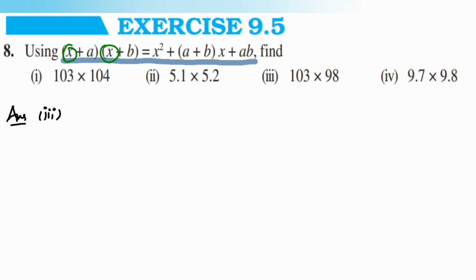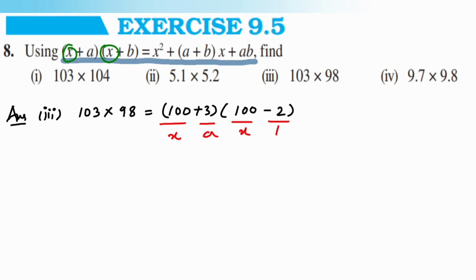So the third question is 103 multiplied by 98. So 103 can be written as 100 plus 3. And 98 can be written as 100 minus 2. Okay, now this is interesting here. So here the x value will be 100 and a value will be 3 and b value will be minus 2. Just observe here, in the identity, we have plus b, but here we have a minus 2, so we can take b value as minus 2 here. Or you can just write this once again: 100 plus, and then you can take minus 2. So we can take b value as minus 2 here.